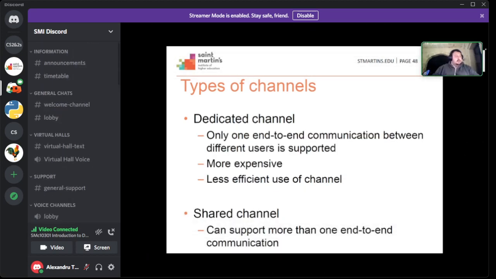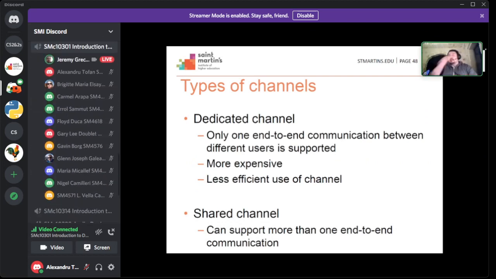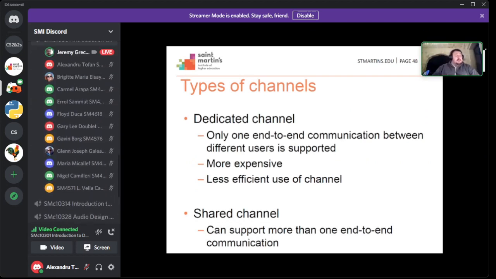So, as we said, you could have what is known as a dedicated channel or a shared channel, as we were alluding to earlier. If you have a dedicated channel, it's definitely going to be more expensive, but it's obviously going to be more reliable, if you will. However, it's probably going to be less efficient.